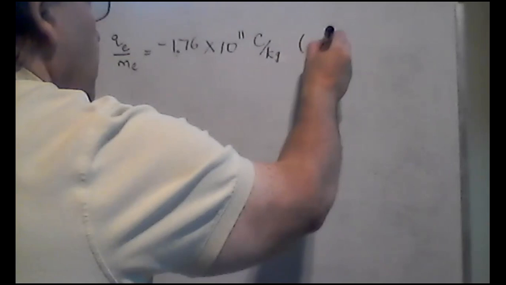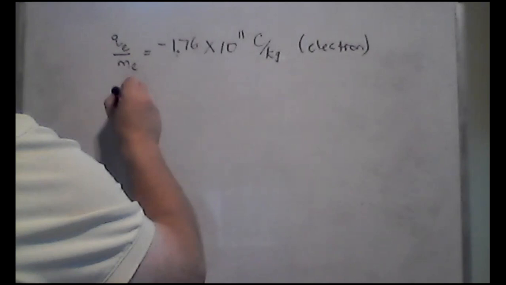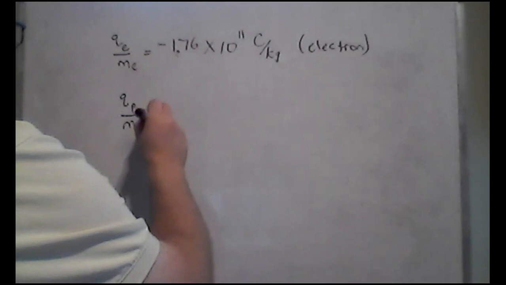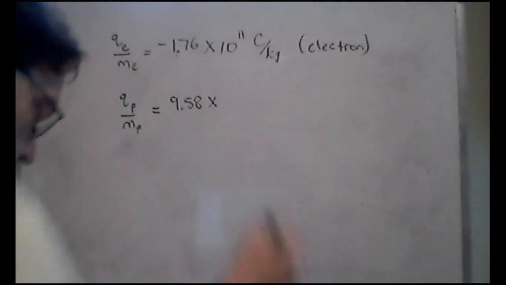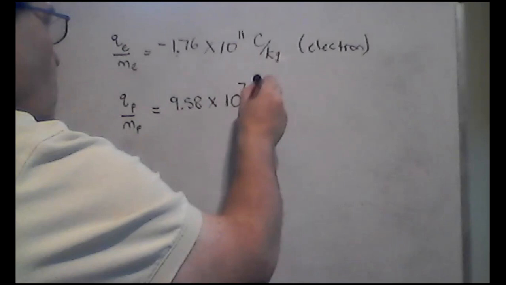Thompson performed his experiment with a positive hydrogen ion, which is basically a proton. He found another ratio, Q sub P over M sub P, to be a different sign, a positive 9.58 times 10 to the 7th coulombs per kilogram.